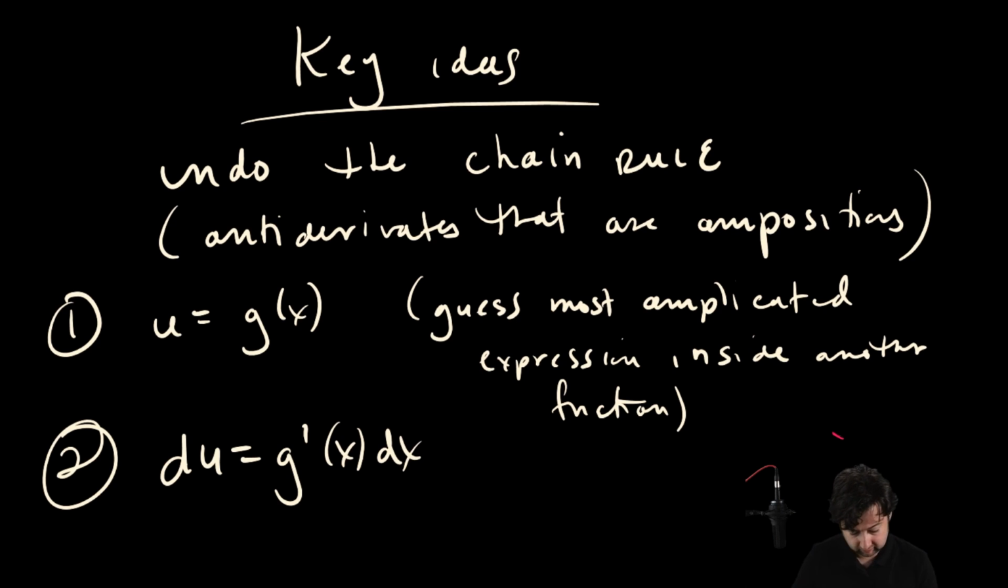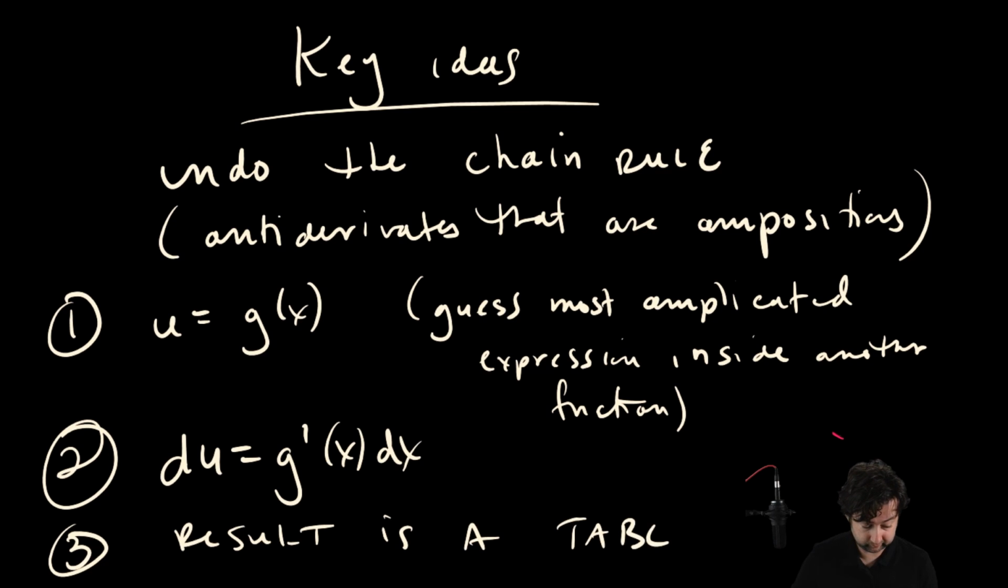The third piece is, hopefully after you've done that, the result is a table integral. If you do a substitution and you end up with an integral that you still can't integrate, either you've done an incorrect substitution, or it could be a more complicated problem where there's more than one step involved. And we'll see more of those as we get some more integration techniques later in the course. The next video will cover the technique of substitution as applied to examples.